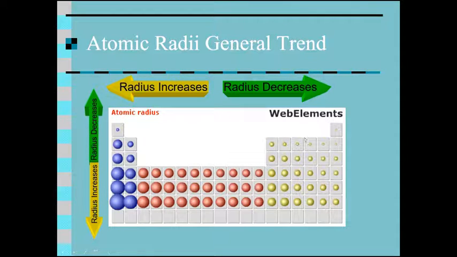Lithium and carbon are in the same period. Therefore carbon size is smaller than lithium because carbon has more protons than lithium and they are in the same period. Therefore the size of carbon is smaller.